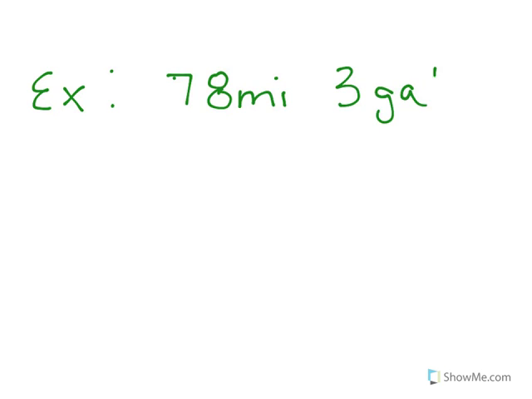So my first example, today we're going to do a lot of different story problems here to relate unit rates to the real world. So let's say Ashley drove her car 78 miles and used 3 gallons of gas. What is the car's mileage in miles per gallon? Notice how I said miles per gallon. Now the word per means fraction bar.